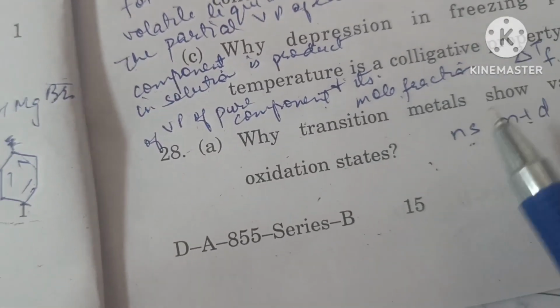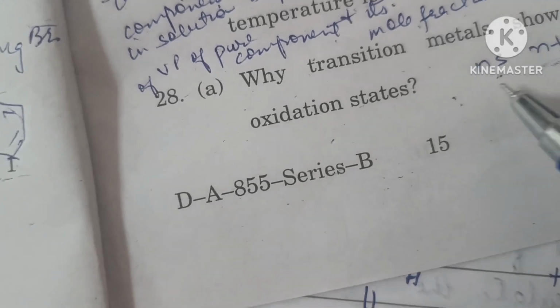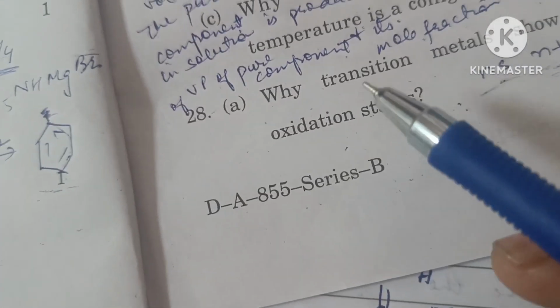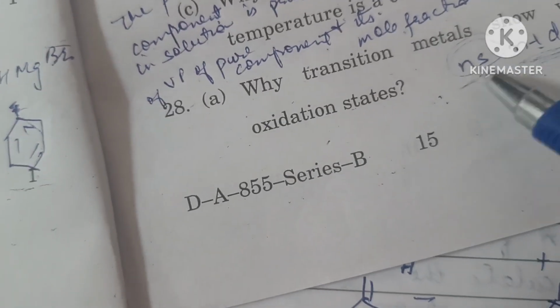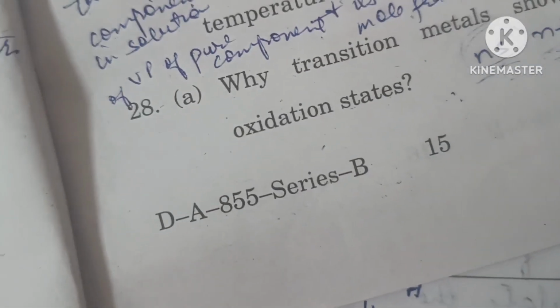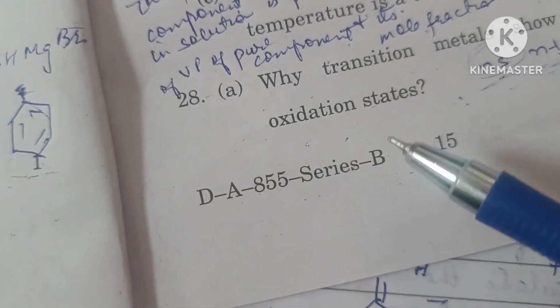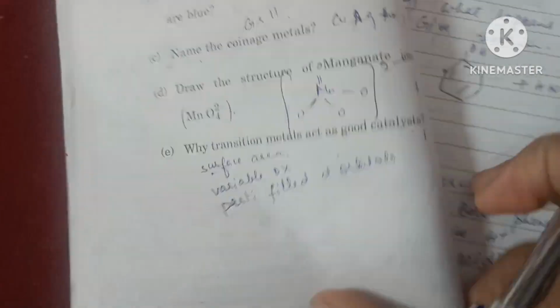Why transition metals show variable oxidation state? It is because of the presence of ns and n-1 d orbitals which are almost of similar energy. So the metals have a choice to lose either only ns electrons or ns and n-1 d electrons, which gives it the freedom to show variable oxidation state.